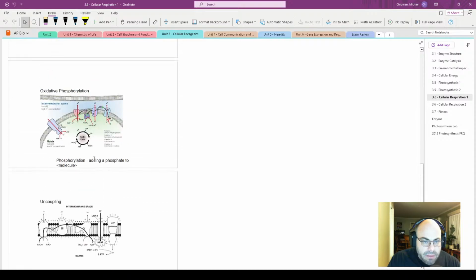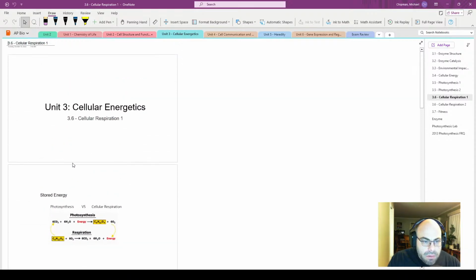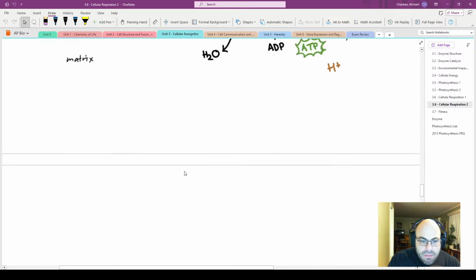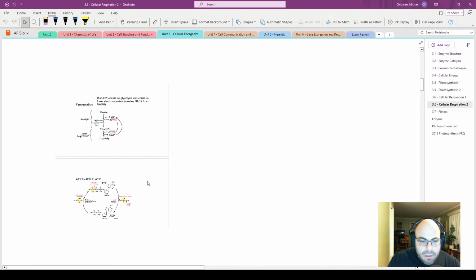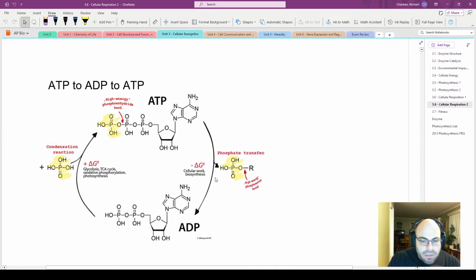Let's see if I can find it. I bet I have it on this one, maybe. Perfect. Here we go. All right, so it's when a phosphate is being added to ADP. Here's the phosphate. Oxidative phosphorylation. It's happening in the presence of oxygen, right?